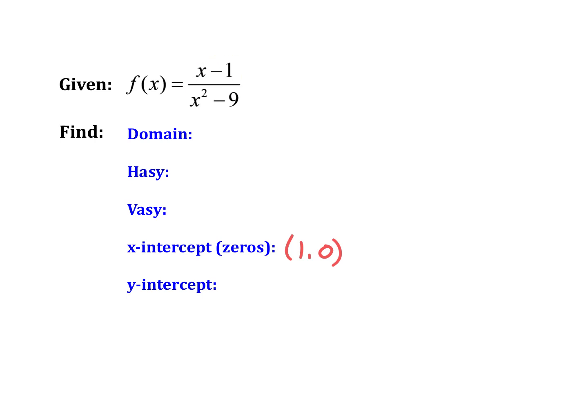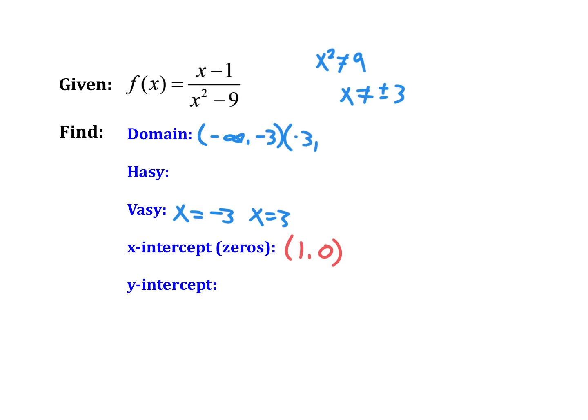Then I'll look in the denominator. X squared minus 9. That is not allowed to equal 0, which means x squared can't be 9, so x cannot equal plus or minus 3. So I'm going to have 2 vertical asymptotes at negative 3 and at positive 3. That also tells me some information on the domain, because my domain could be everything except positive and negative 3. So my domain is going to be negative infinity to negative 3, negative 3 to positive 3, and then positive 3 to infinity.